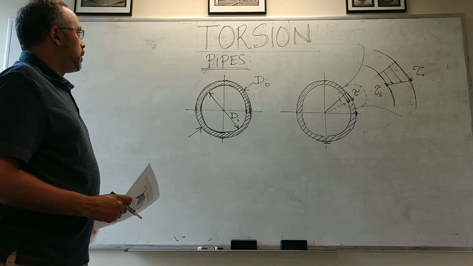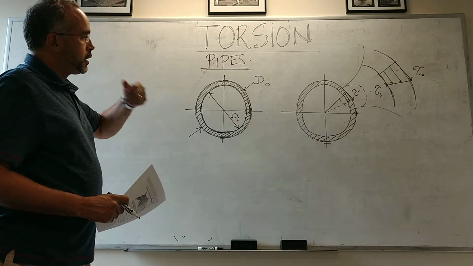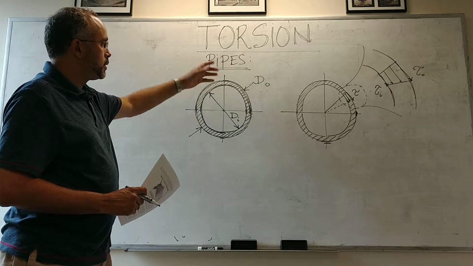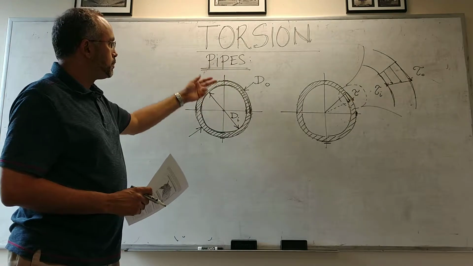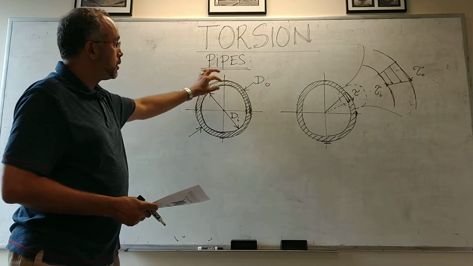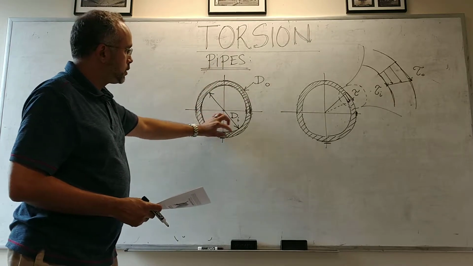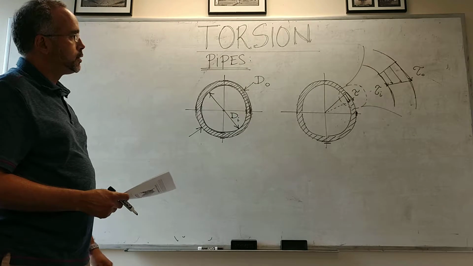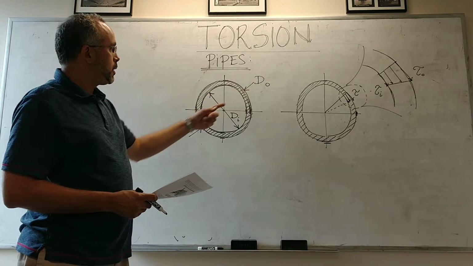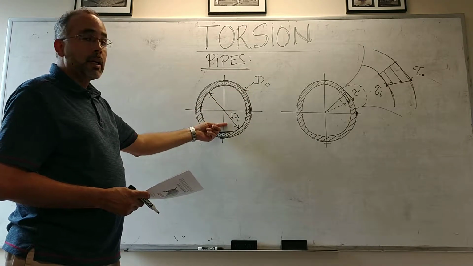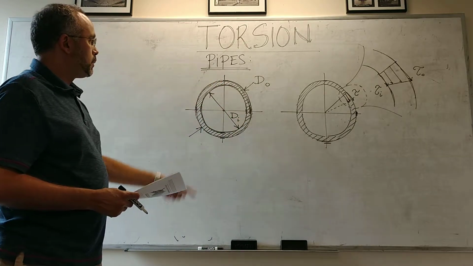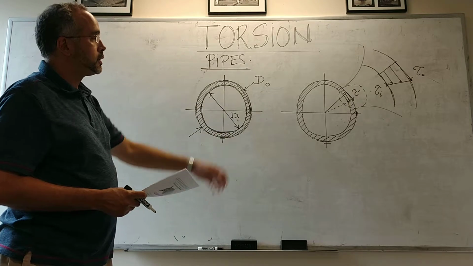A popular choice for a cross-section in a shaft subjected to torsion is a pipe, which is basically two concentric circles where the material is concentrated in the outside. And so you have an outside diameter and you have an inside diameter, and then here the shaded area is where you have material, and then it's hollow in the center.